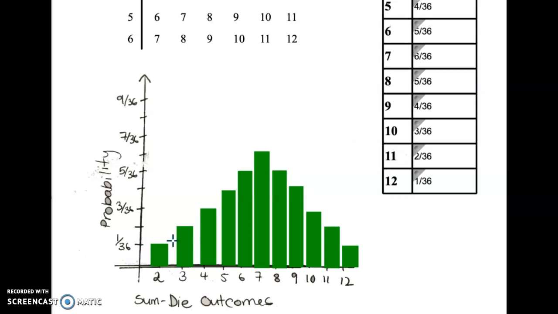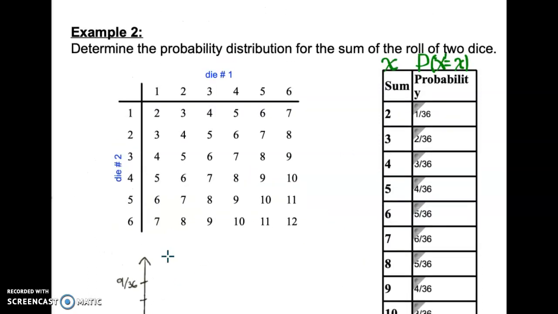And if we see, there is sort of a bell-shaped curve to that graph if we were to draw a curve through all of these bars. And that's actually what we call a normal distribution. It has that bell shape. So that's our first example.